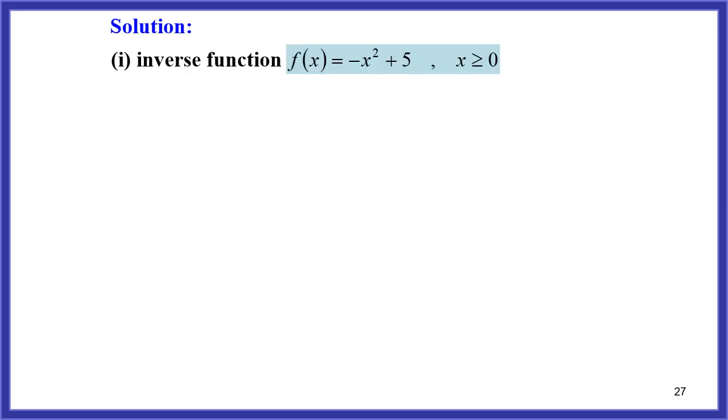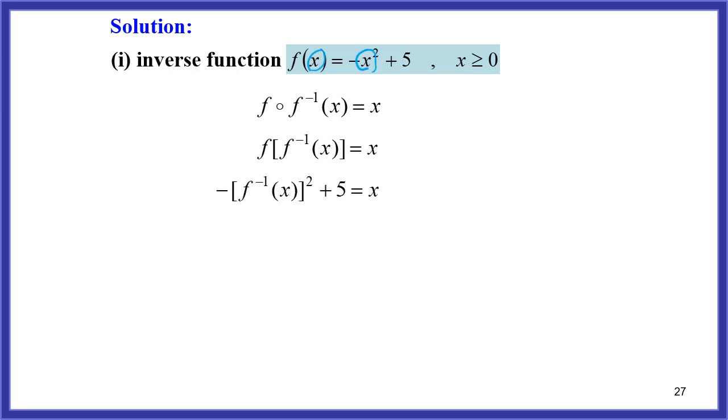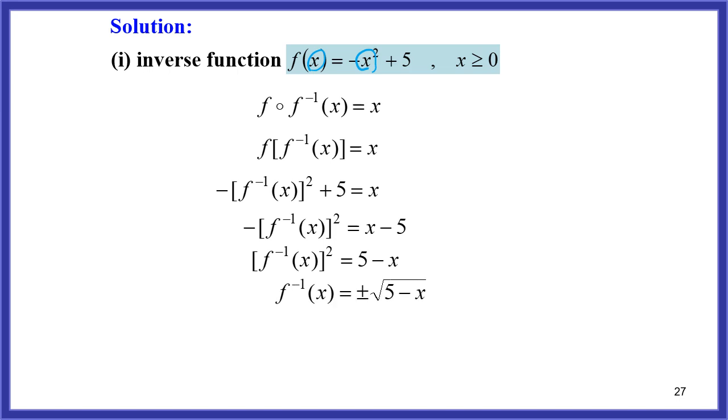To find the inverse function of f(x) equal to negative x squared plus 5, we use the property f of f inverse equal to x. So we replace the x in f with f inverse. So we have negative of f inverse squared plus 5 equal to x. And then we bring the 5 to the right side. So we have negative f inverse squared equal to x minus 5. Eliminating the negative, we have 5 minus x, and then to eliminate the square, we put the square root on both sides, so we have plus minus square root of 5 minus x.